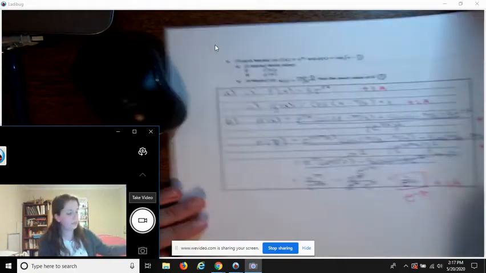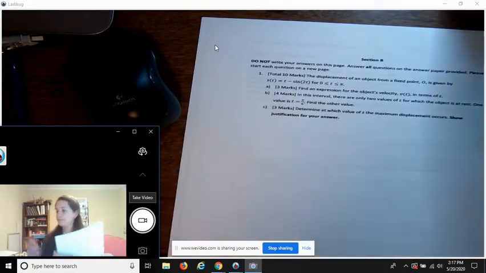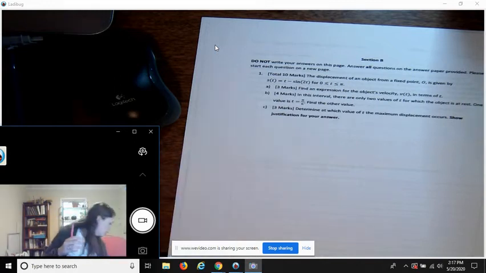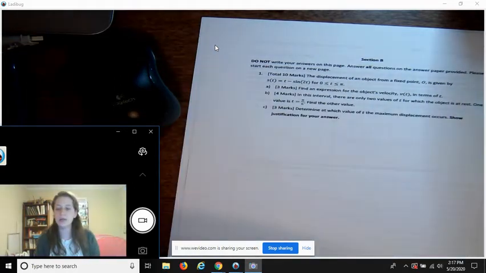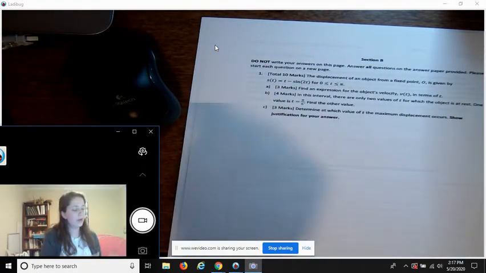Now we're on to section B. Let me put this down here to organize a little bit. Oh, I wonder where, oh, here it is.